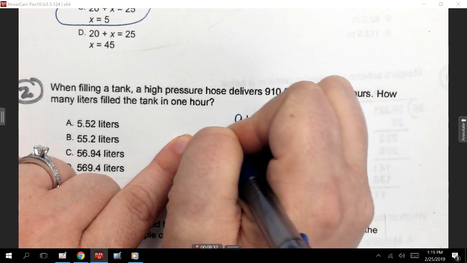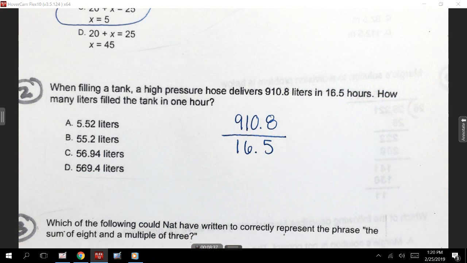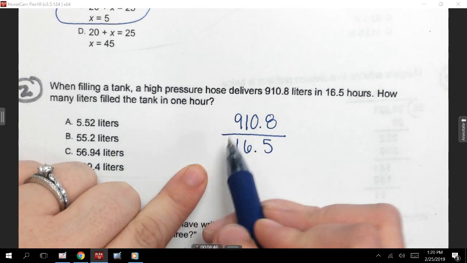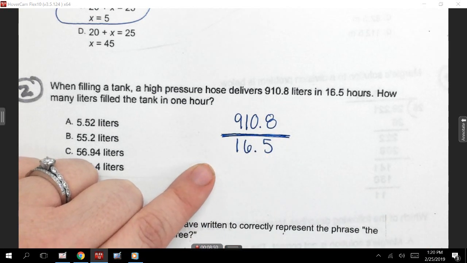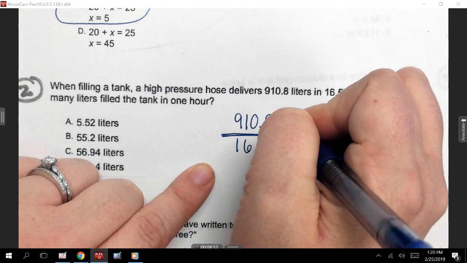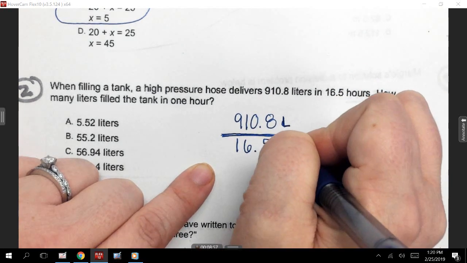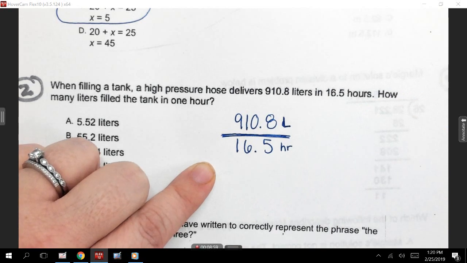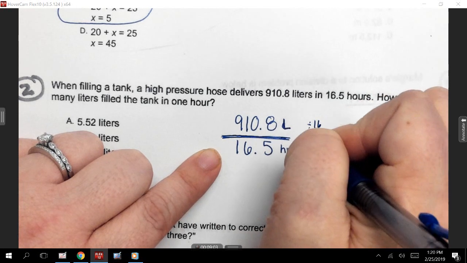910.8, and a lot of you are telling me to do divided by 16.5. When you said it in the math, you said divide, but when you said it initially, you told me to multiply. So just be careful because you said both of them in your sentence, okay? All right? So guys, how did I write my division? As a fraction. So 910.8 is liters. I'm going to use a capital L for liters. 16.5 is hours, right?